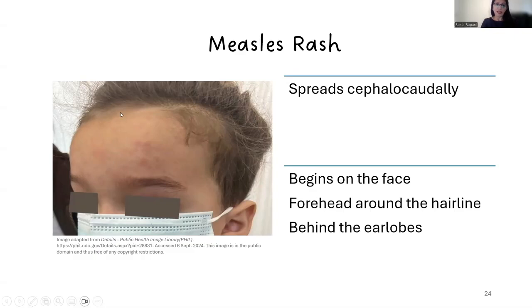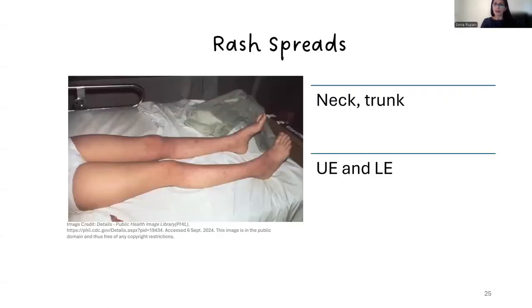So it's a generalized rash. Once again, this child also has this maculopapular rash, and we see how it's covering their forehead, with a few lesions here on the temple area as well. As we said, the rash spreads to the neck and the trunk, and over here we see that the rash is on their shins. It's pretty diffuse on their lower extremities bilaterally.